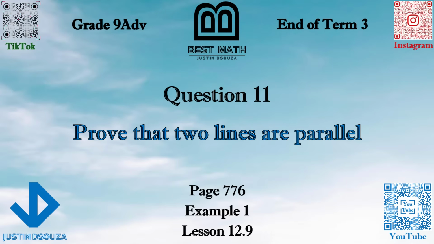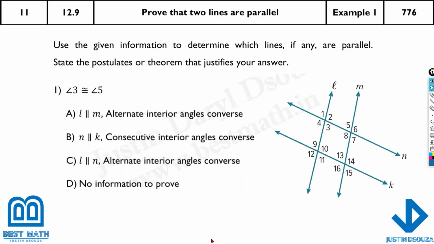In this question, we will prove two lines are parallel. Here they have asked us to state the postulates or the theorems that justify our answer. They have told us the measure of angle 3 is congruent to angle 5. You can see 3 and 5 here. They're congruent to each other. If they are congruent to each other, these lines are parallel. Yes, of course. Why? Because you need to state the postulate now.